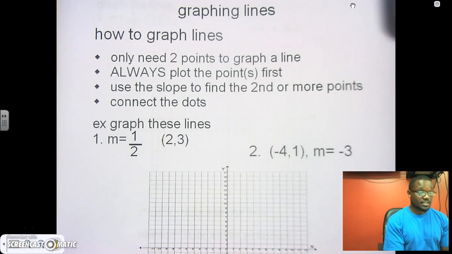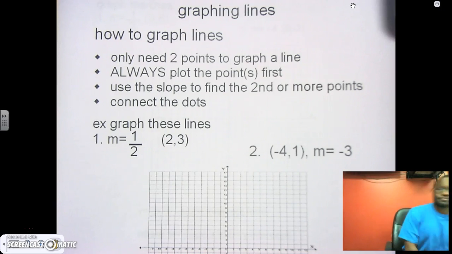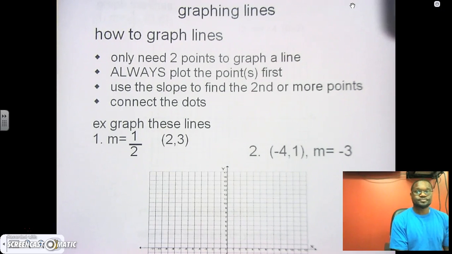Now, very simply, because I'm going to jump straight into it, you only need 2 points to graph a line. All you need is 2 points. And always plot whichever thing is a point first. If you got 2 points, put them both on a graph and draw a line. Or it says connect the dots, but it's really draw a line through the dots.